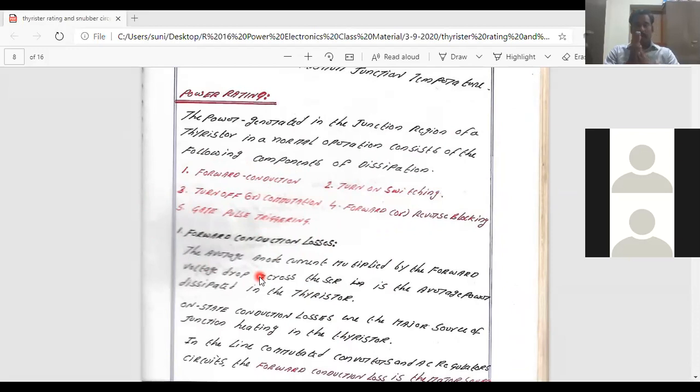So one is going to be the forward conduction losses, reverse conduction losses, reverse blocking losses, gate circuit power losses, and switching losses. These two come under the switching losses, then conduction losses when the device is in conduction, and blocking losses and gate circuit power loss. So all these are the power losses in the SCR while it is in conduction, while it is in the transition state, while the gate pulse is applied.